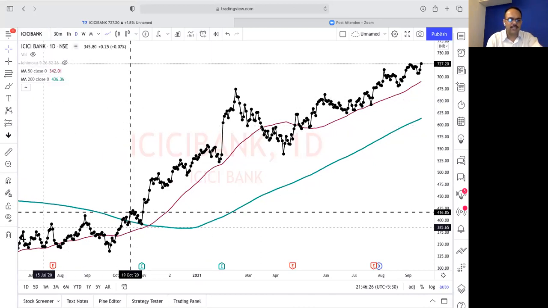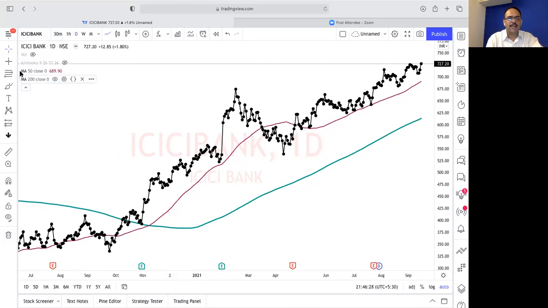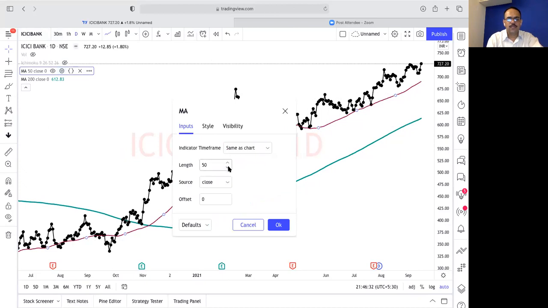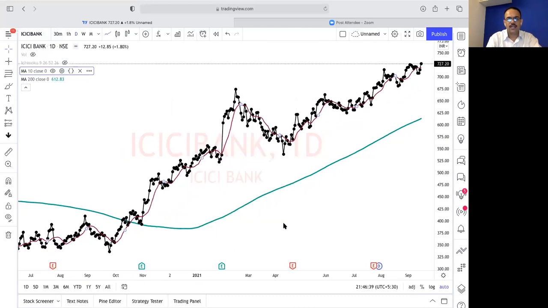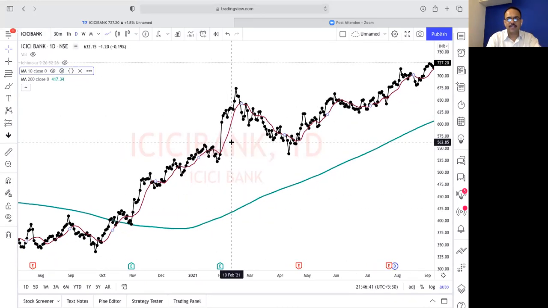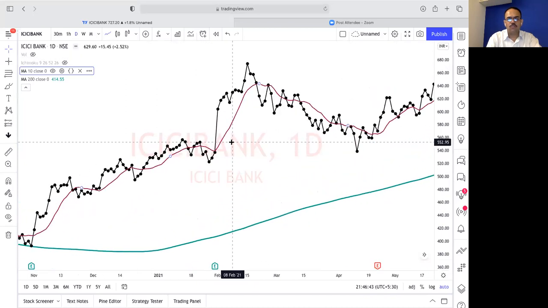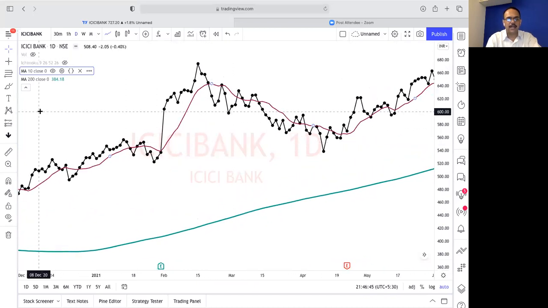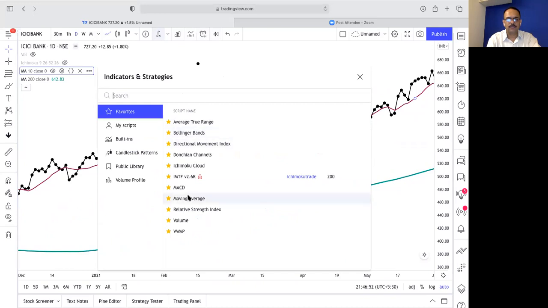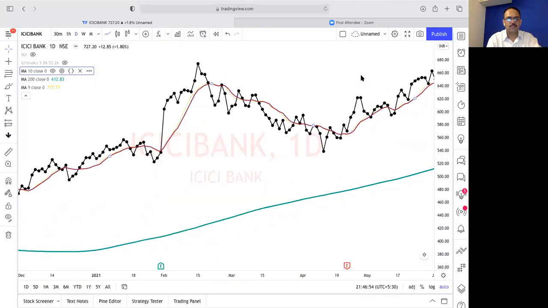I'm changing the settings from 50-day. I'm going here, moving average. I'll change this to 10. So this is a 10-day moving average, right? I'll keep 200 and I'll add 20 also here so that you can see. Okay, so let me make it 20.